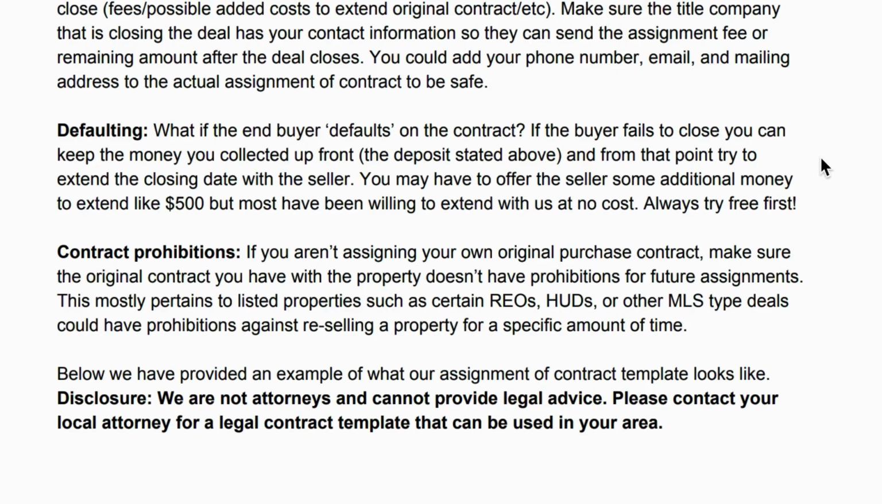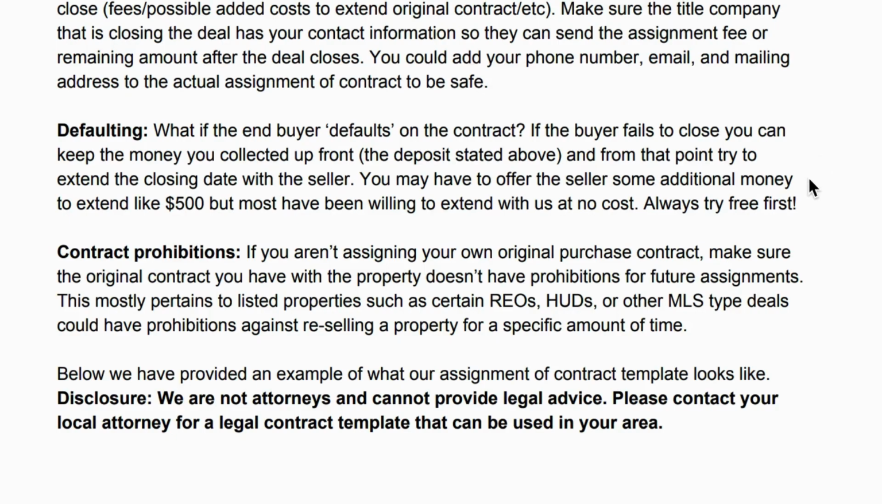You might have to offer that initial seller some additional money to extend, usually something small like $500, but a lot of times most sellers are okay with extending for a short time at no cost. So of course, always try free first, but if you get a little bit of a hard time, go ahead and just offer them a little bit of money to extend.